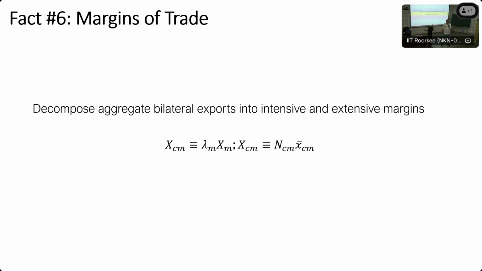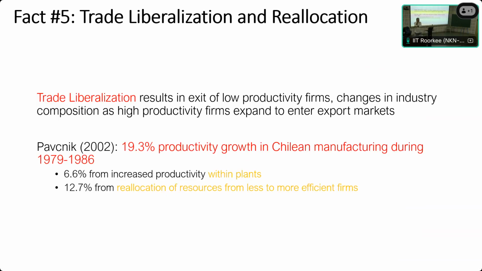Sir, I have a doubt on the previous slide. You have mentioned trade liberalization results in exit of low productivity firms, and high productivity firms expand or enter the export market. So my doubt is, was trade liberalization policy such that it has not resulted in increasing the productivity of small firms and keeping them in the market, or was it a deliberate action to benefit the larger firms or let the smaller firms exit the market?